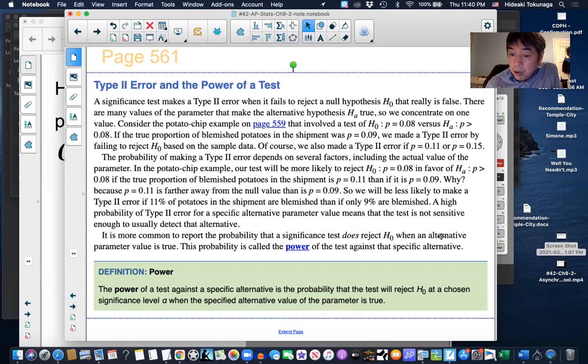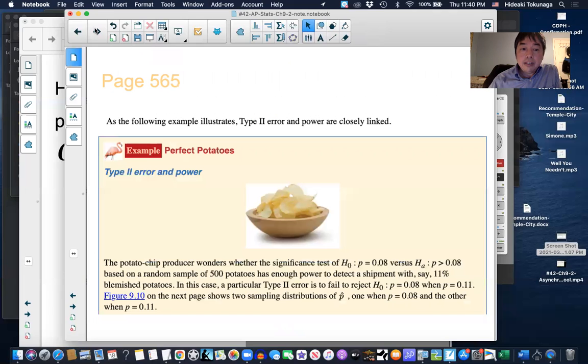So when an alternative parameter value is true, there is a probability that the significance test rejects the null hypothesis. That probability is called power, the power of the test. We'll show you how to run the power of a test. Anyway, you can read the definition here. So that's the definition of power of a test. This is the example, a potato chip company example.